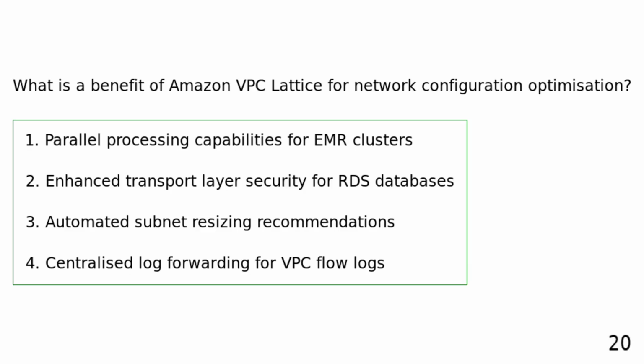What is a benefit of Amazon VPC Lattice for network configuration optimization? Parallel processing capabilities for EMR clusters. Enhanced transport layer security for RDS databases. Automated subnet resizing recommendations. Centralized log forwarding for VPC flow logs.